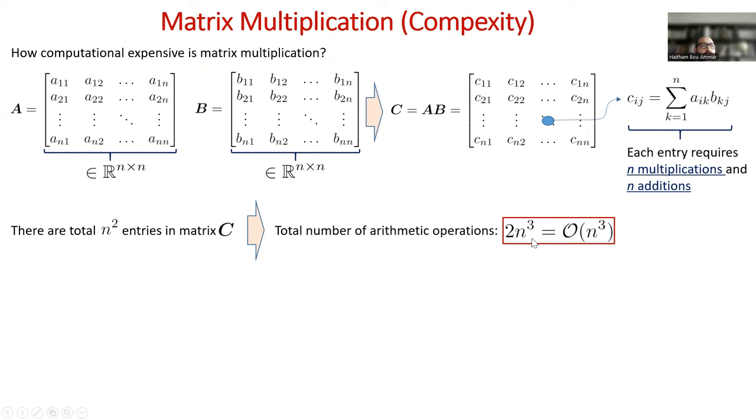So when we write 2n cubed is equal to order of n cubed, what we really mean with this order notation is that it's less than or equal to some constant multiplied by n cubed, which in our case is 2n cubed.